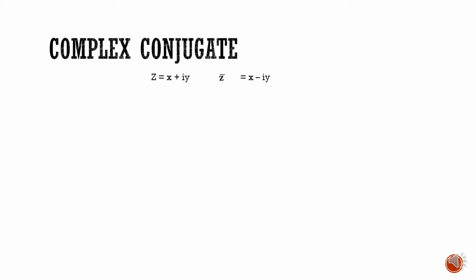Like this. So if the complex number is z is equal to x plus iy, then its conjugate z bar is equal to x minus iy. There is a sign change only in the imaginary part. You should not change anything in the real part. Now let us try to plot this complex number and its conjugate in the Argand plane.